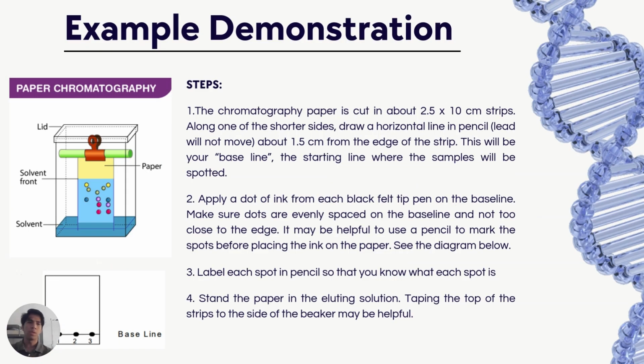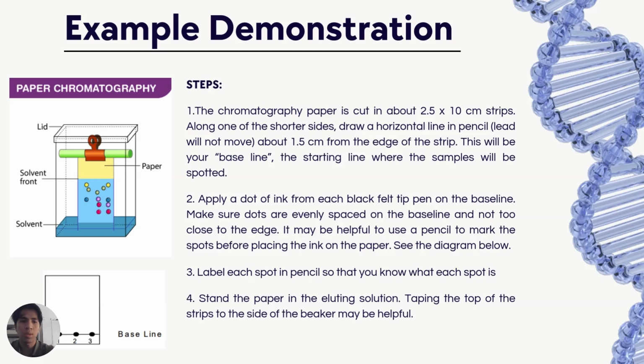So now let's go to the example demonstration. The first step is the chromatography paper is cut into a 2.5 by 10 centimeter strip along one of the shorter sides. Draw a horizontal line in pencil, as lead will not move, about 1.5 centimeters from the edge of the strip. This will be your baseline, the starting line where the sample will be spotted.